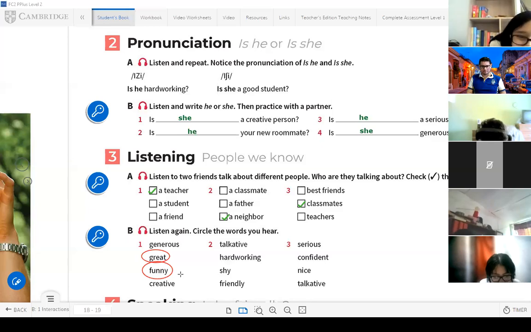Shy. Okay. Yes. We use shy. What's the other word? Talkative and friendly. Very good. We listen shy, escuchamos shy, talkative, and friendly. Aunque dijeron, he's not very friendly. No es muy amigable el vecino. Now, what about the classmates?